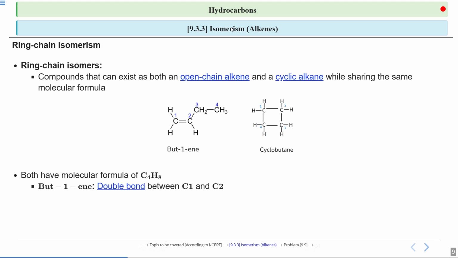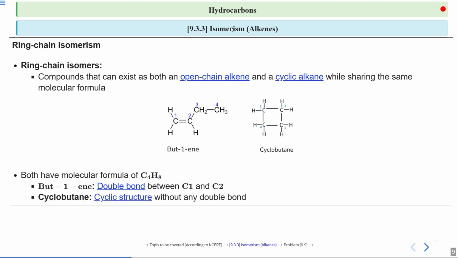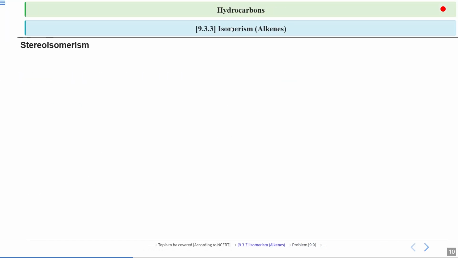But-1-ene has a double bond between carbon 1 and carbon 2, and it has a chain length of 4 carbons. Next, cyclobutane creates a cyclic ring, so its name comes from there, which is cyclo. Now the chain length is the same here, but the connectivity is different. So carbons 1 and 4 are now joined together. Rather than a double bond, now we have a ring.